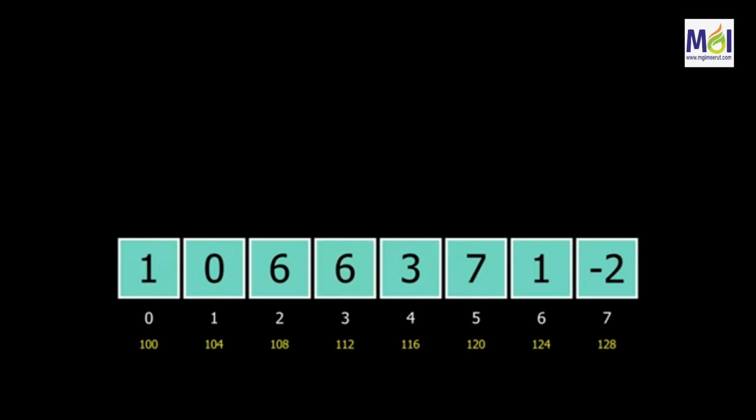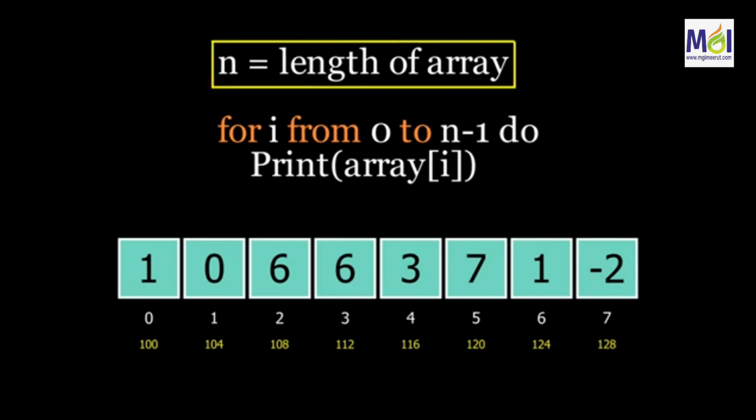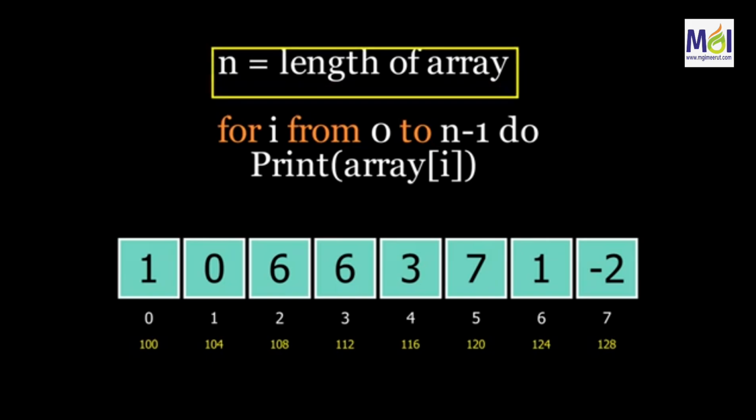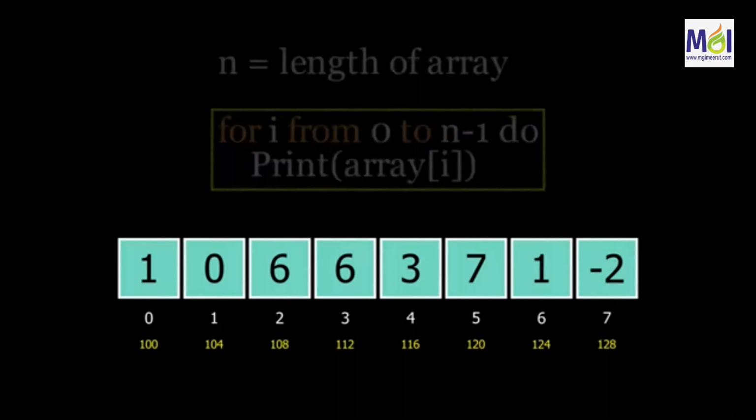Now the next operation is traversing the array and getting the values. So here n is the length of the array and we need to loop over the whole array once, and in each iteration print the value.